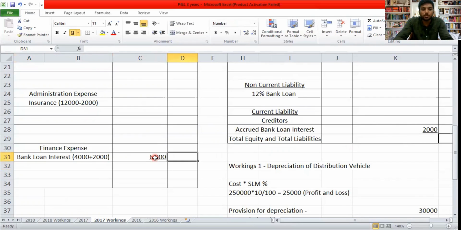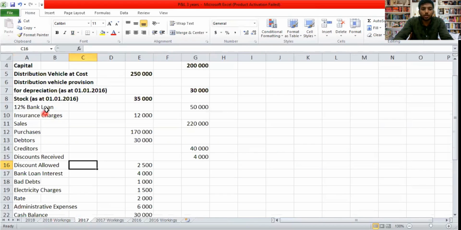So 6,000 is the balance we have taken. So that's all. Almost every working is done. So we can go on easily to the next part. Insurance charges is done. But I think I missed one thing. What is the thing that I missed?